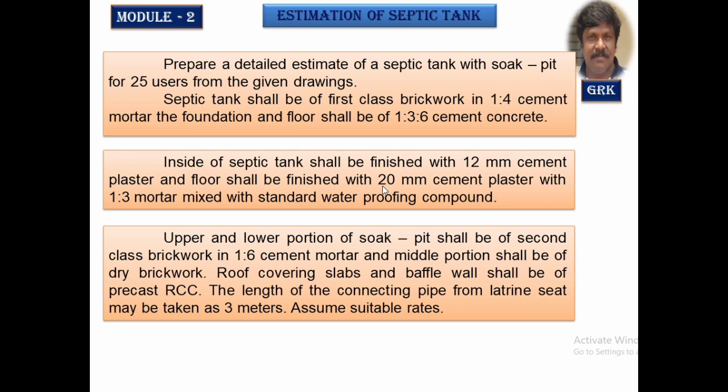Roof as well as the baffle wall is of precast RCC slab. The length of the connecting pipe from the latrine is around 3 meters, and the total amount has to be estimated with respect to the suitable rates.